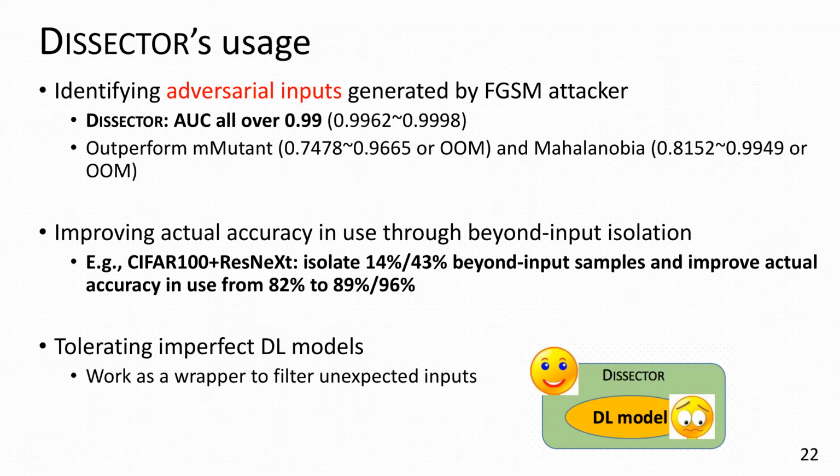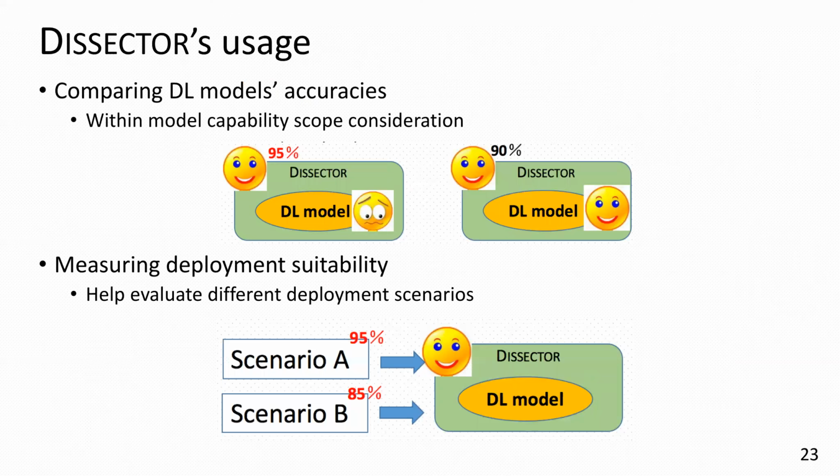In our study, such input distinguishment can also apply to famous adversarial input identification with extremely nice AUC scores. Besides, Dissector can also be used to help isolate the beyond inputs and improve the actual accuracy in use. Moreover, Dissector can also be used as a wrapper to help tolerate imperfect deep learning models. Dissector's usages also give us an opportunity to seek a new metric to fairly compare different deep learning models and deep learning scenarios for one model in a quantitative way.